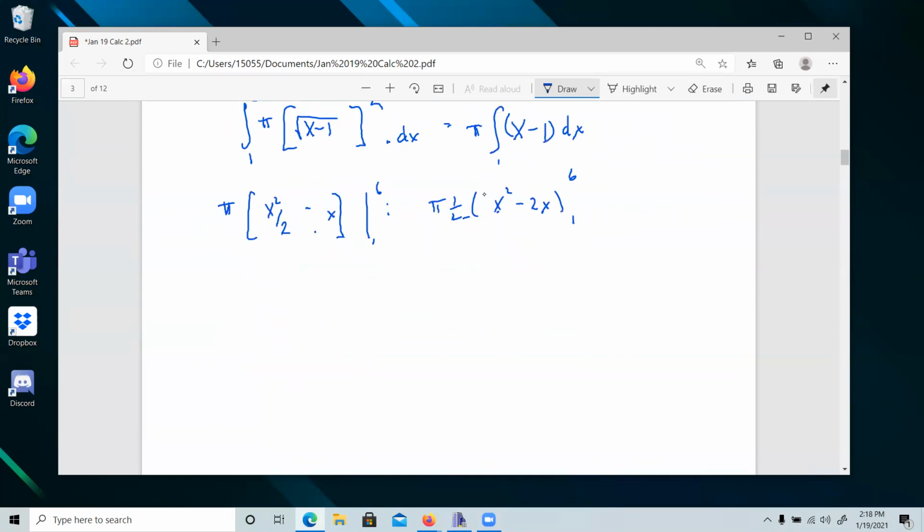All right, so here my volume is equal to pi over 2, that's these two pieces, and then we have x squared, 36, minus 2 times 6, minus 12. And there we have it. So this is pi over 2 times 36 minus 12, which is 24.